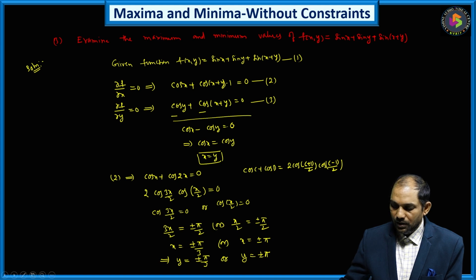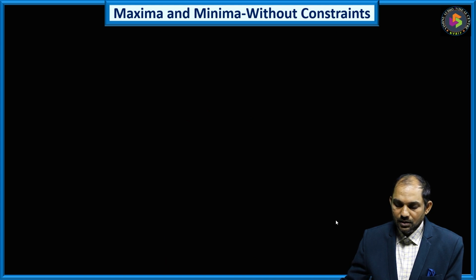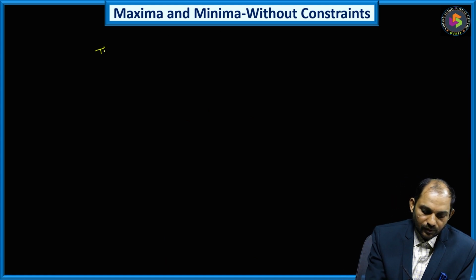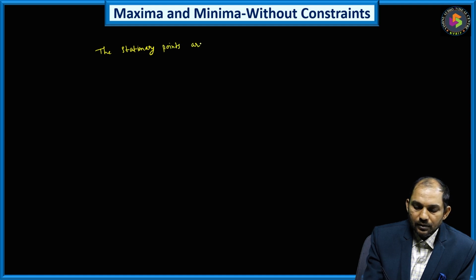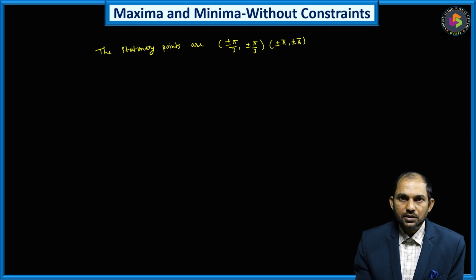So from these two, the stationary points are plus or minus pi by 3 comma plus or minus pi by 3, and another one, plus or minus pi comma plus or minus pi. So in total we have 4 stationary points.